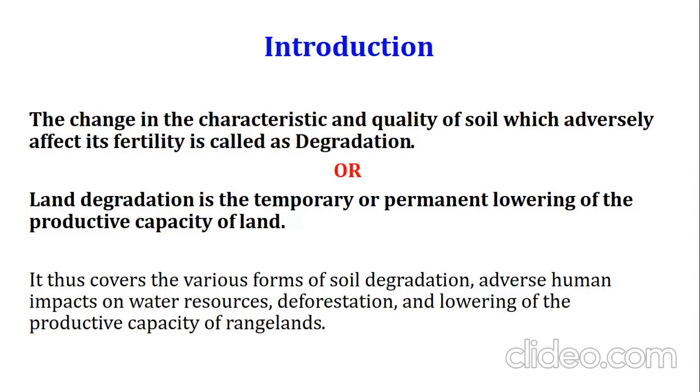So if we see the definition of land degradation, it is the change in the characteristic and quality of soil which adversely affects its fertility. Or land degradation is the temporary or permanent lowering of the productive capacity of land. It thus covers the various forms of soil degradation, adverse human impacts on water resources, deforestation and lowering of the productive capacity of the rangelands.